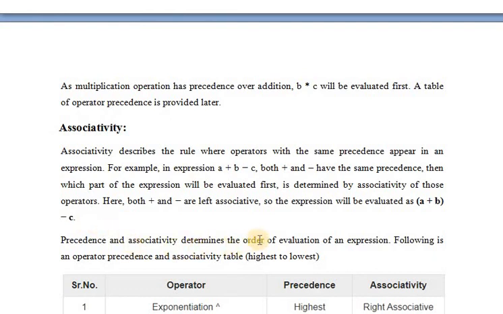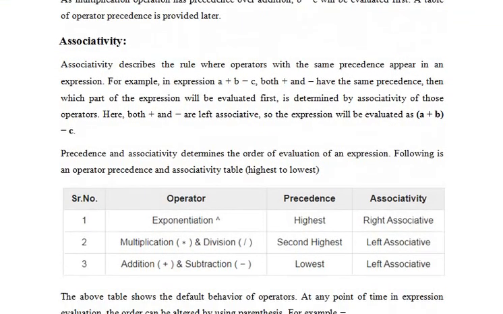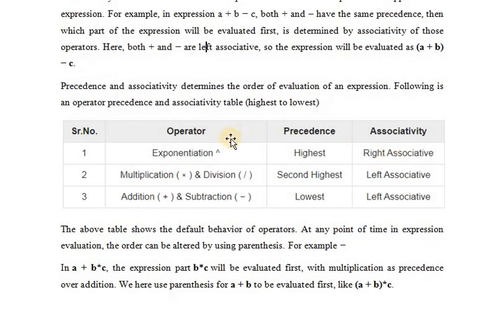Precedence and associativity determine the order of evaluating an expression. Following is an operator precedence and associativity table, from highest to lowest priority. Now we will see how we use those things. See here, exponentiation, I have already shown, the exponent operator is the highest priority, right associative. Precedence means priority. Multiplication and division are the second highest priority, left associative. Addition and subtraction are the lowest, which is also left associative.